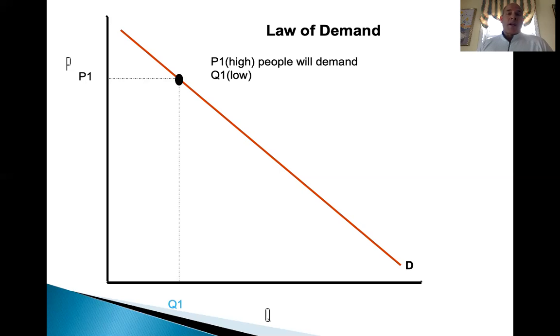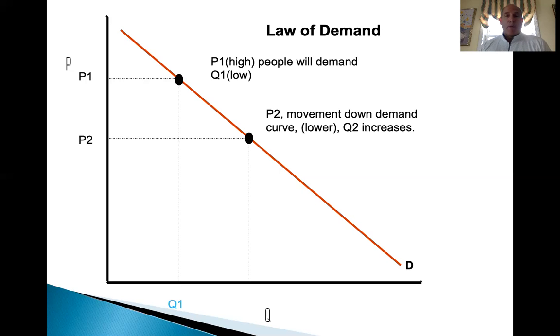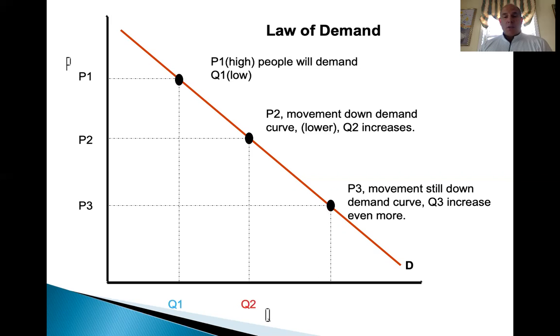High P1, people will demand a low quantity. Here, P2, a lower price, and obviously now that it's a lower price, people will demand more. P moves down the curve, and Q2 increases. And again, on this demand curve, P3, and now you get to Q3, and we start to see the rules for the law of demand. The higher the price, the less quantity will be demanded.